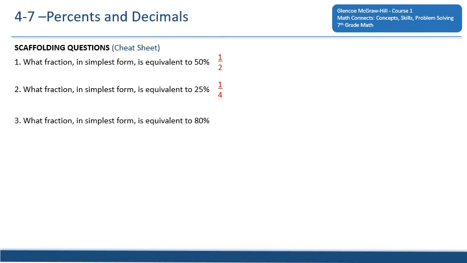What fraction in simplest form is equivalent to 80%? So we would start with 80 over 100, but that could be simplified, right? And we could simplify that to 8 over 10 if we used a greatest common factor of 10. But 8 over 10 can be simplified even more if we use a GCF of 2. So we end up with 4 over 5.